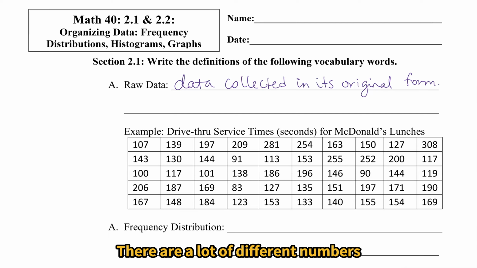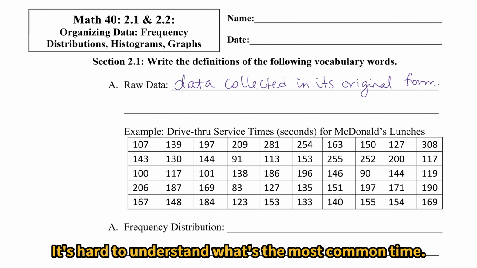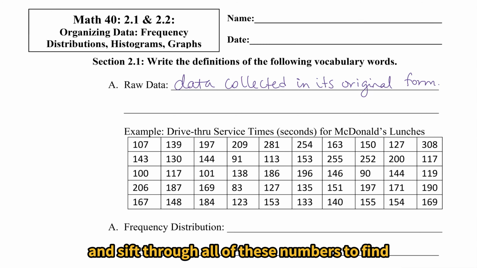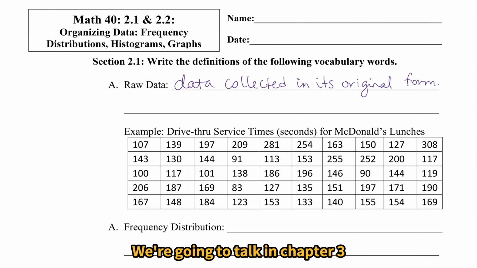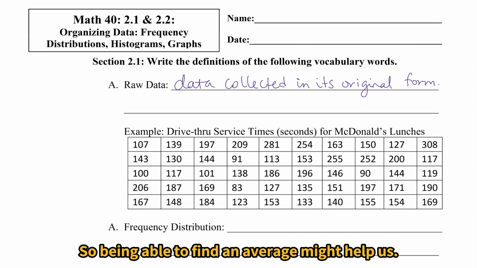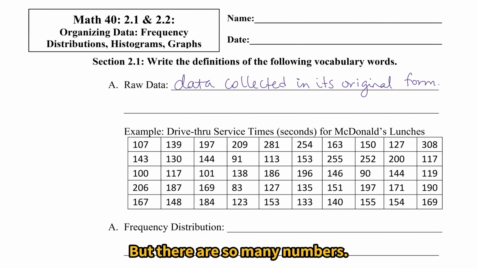What's going on? There are a lot of different numbers, and it's really hard for us to make sense of these numbers. It's hard to understand what's the most common time. You would have to sit and sift through all of these numbers to find the longest time it took or the shortest time it took. We're going to talk in Chapter 3 about different types of averages. So being able to find an average might help us, but there are so many numbers.